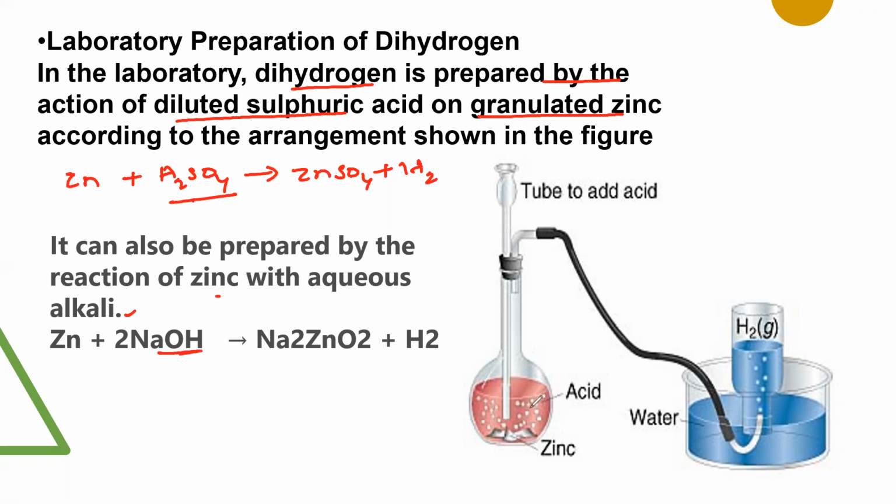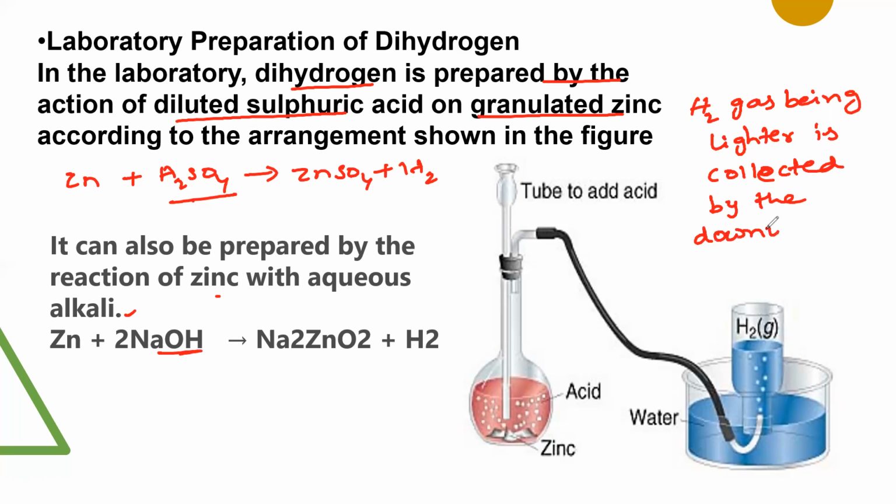Zinc along with the acid is taken in the round bottom flask. Then it forms zinc sulfate solution, and hydrogen gas is collected by the downward displacement of water. Hydrogen gas, being lighter, is collected by the downward displacement of water. Here you can see hydrogen gas is collected. That lighter gas will come up, so on the surface of water, hydrogen gas is formed. In this way we can connect it.